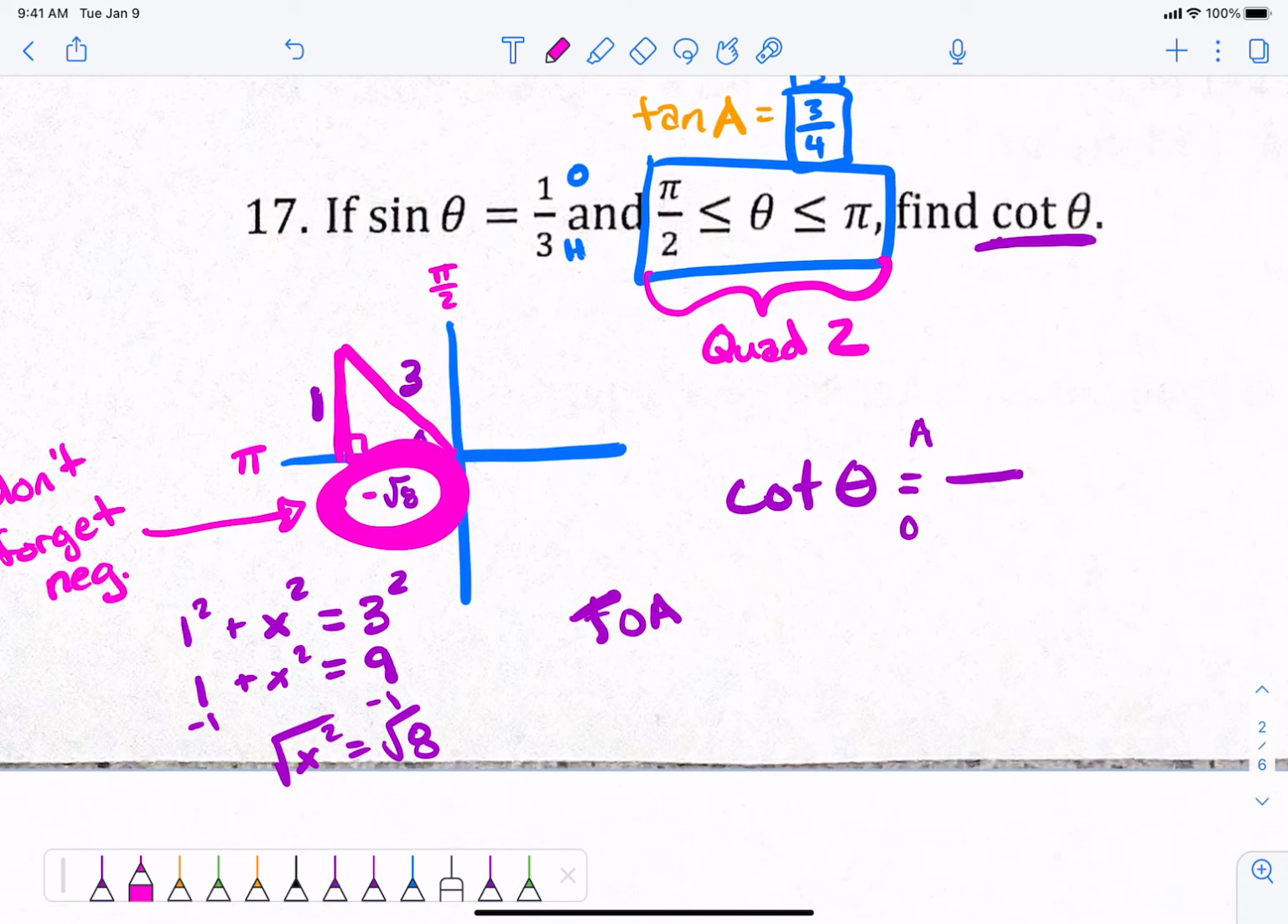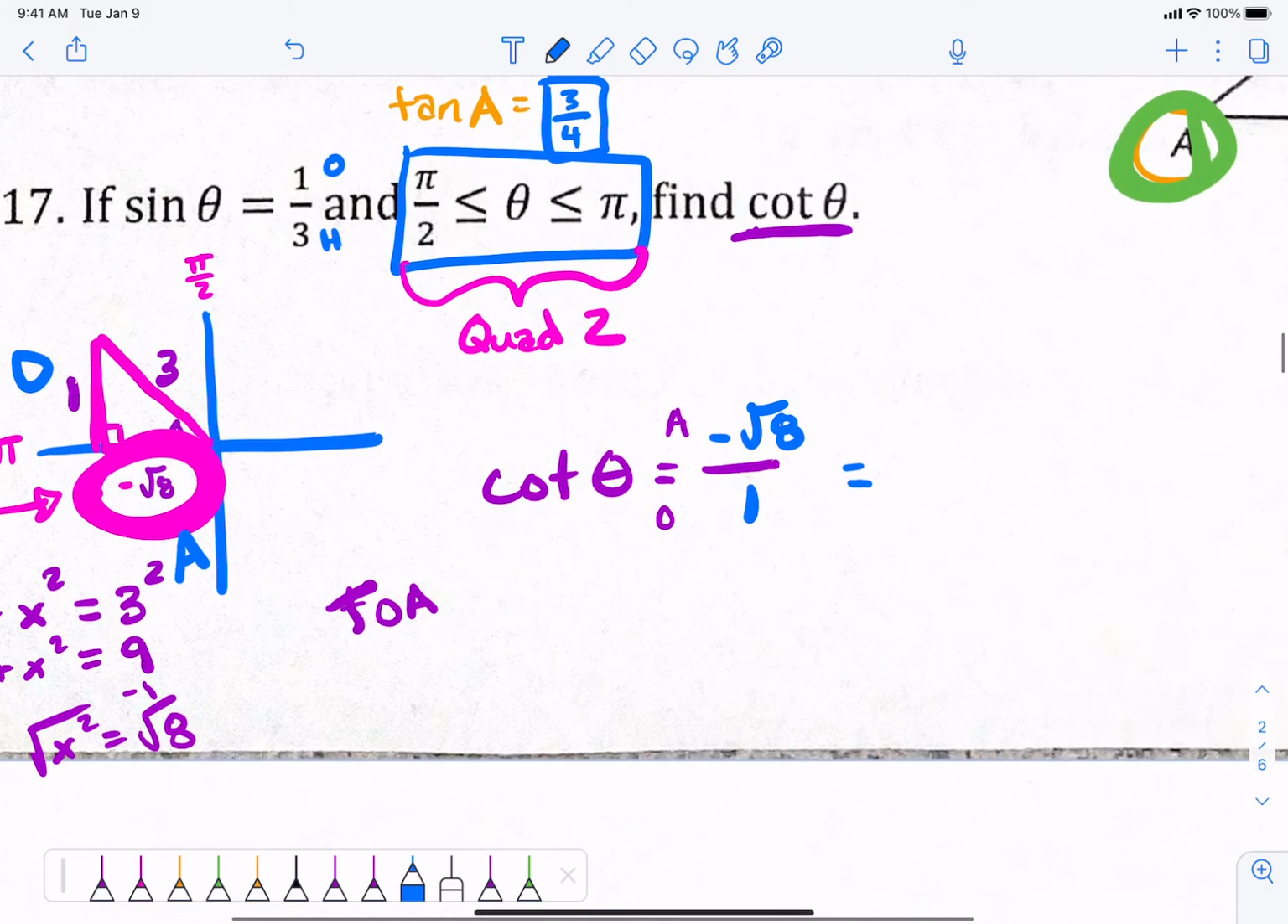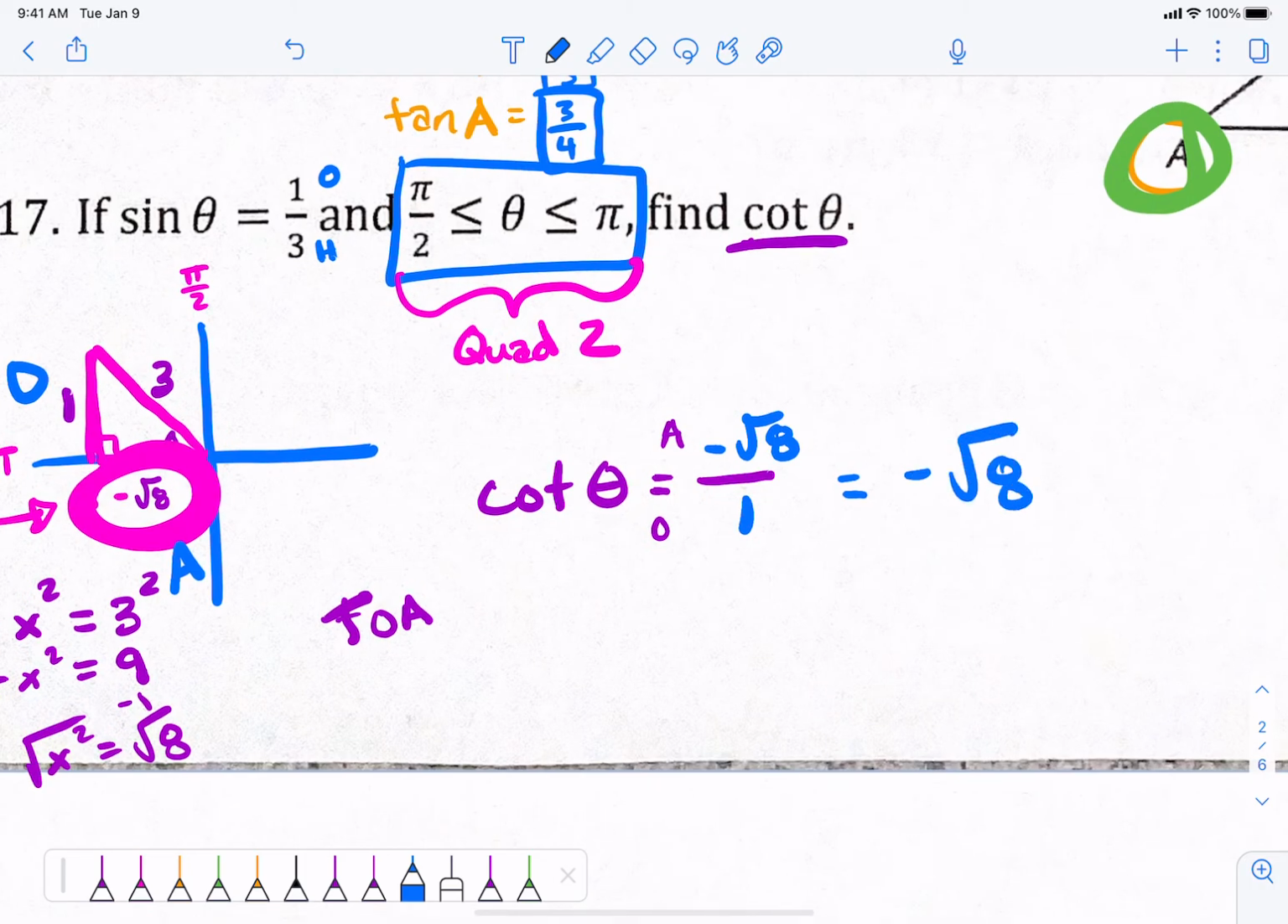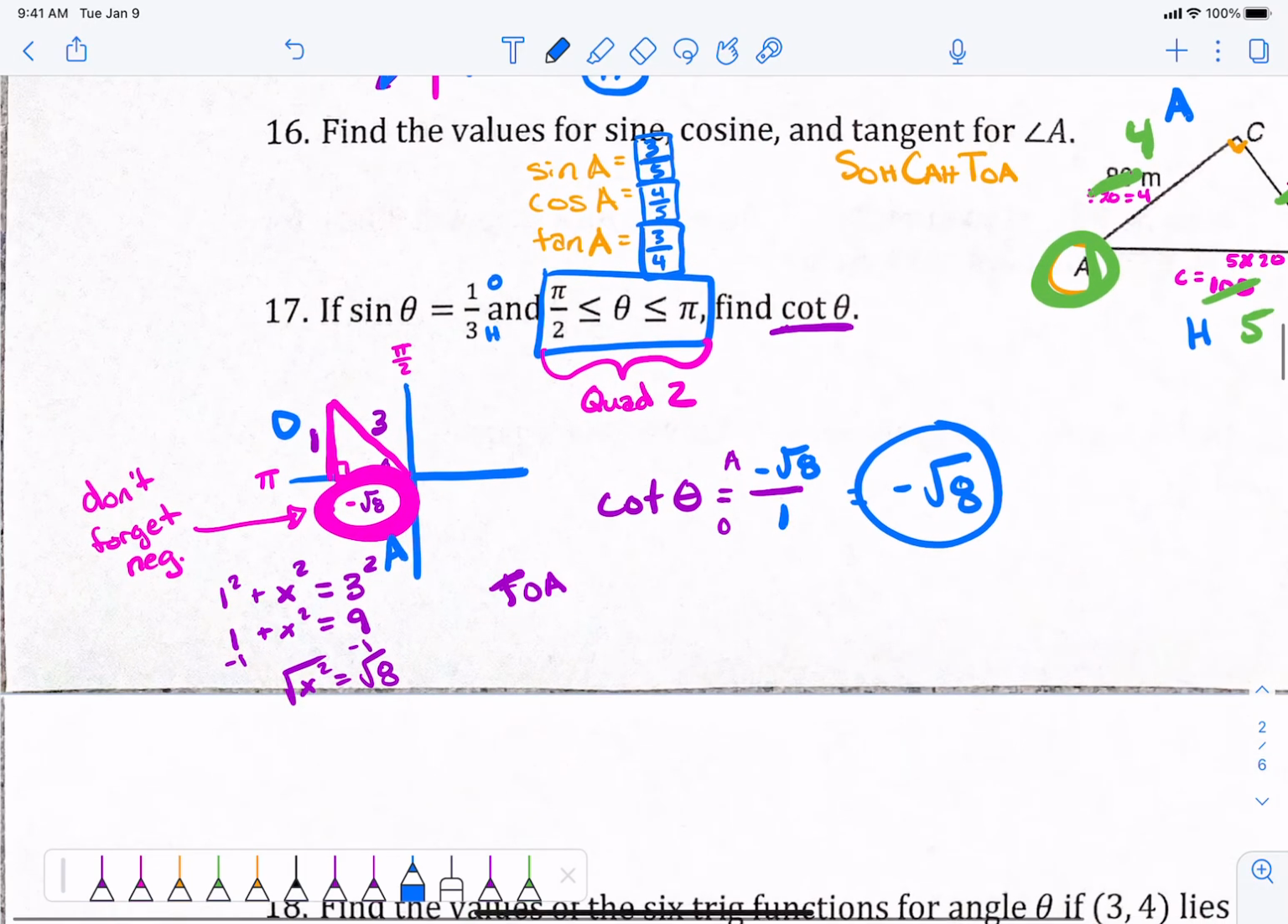Okay, cotangent is adjacent over opposite. Which one is the adjacent side? Negative square root of 8, and the opposite side is 1. So we have negative square root of 8 over 1, or just negative square root of 8. Okay? There's a lot of information, but I'm trying to go through everything. Was that okay? Yeah, makes sense?